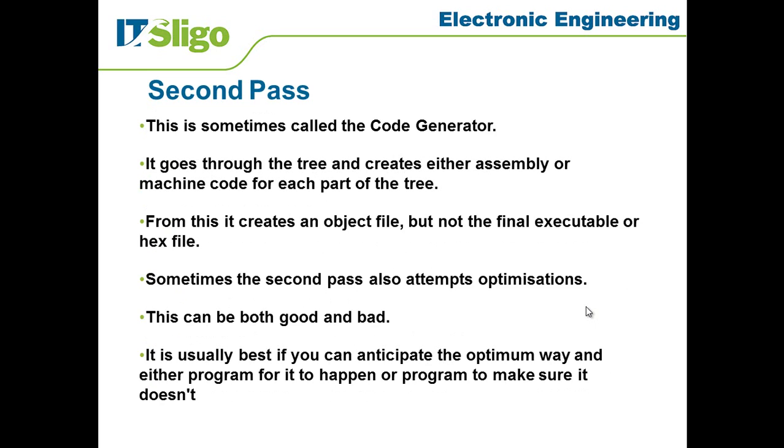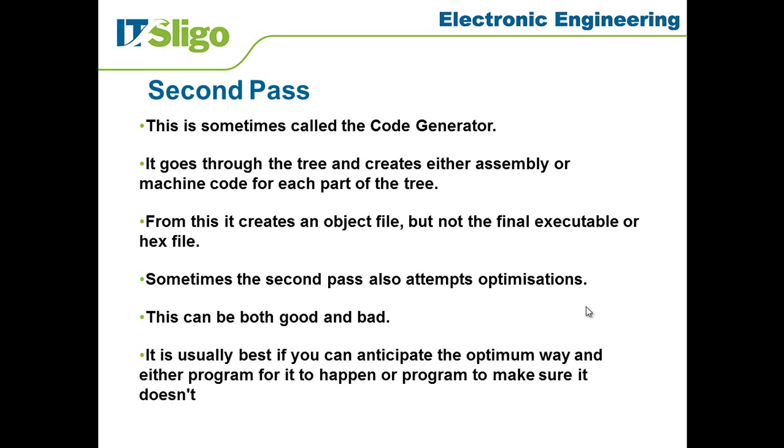Now, the second pass, this is sometimes called the code generator, because what it does is once the tree is fully constructed and that's all okay, it goes through the tree and it creates either assembly language instructions or machine code directly for each part of the tree, so that it can actually construct the machine code. Sometimes it does an intermediate step where it does it into assembly first. That's particularly useful if you want to link it up with other assembly files later on. From turning it into that, it creates an object file.